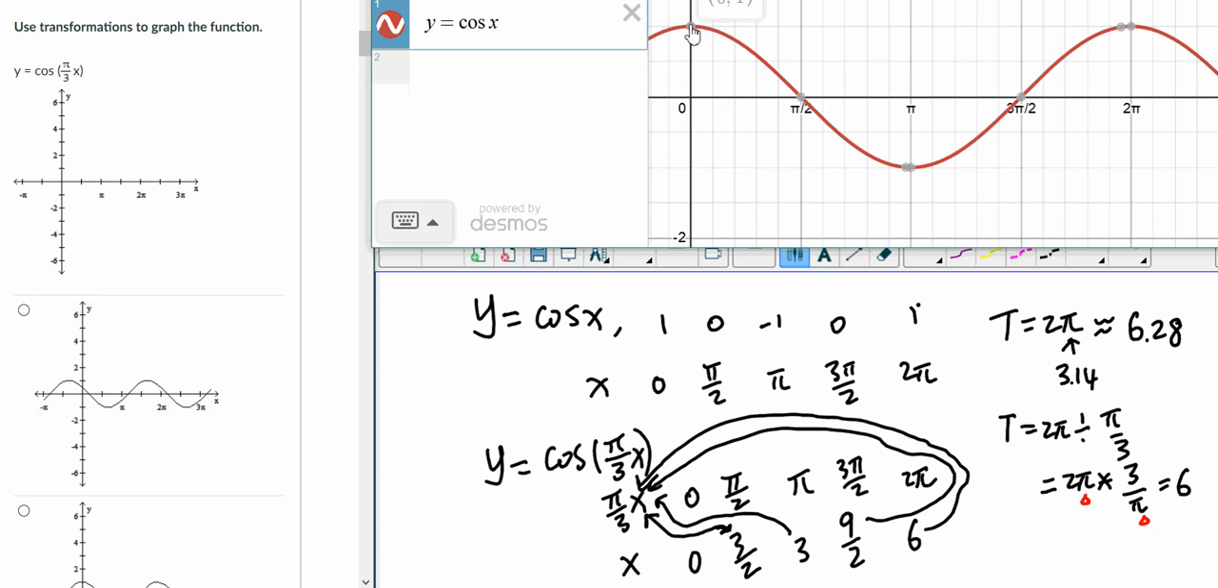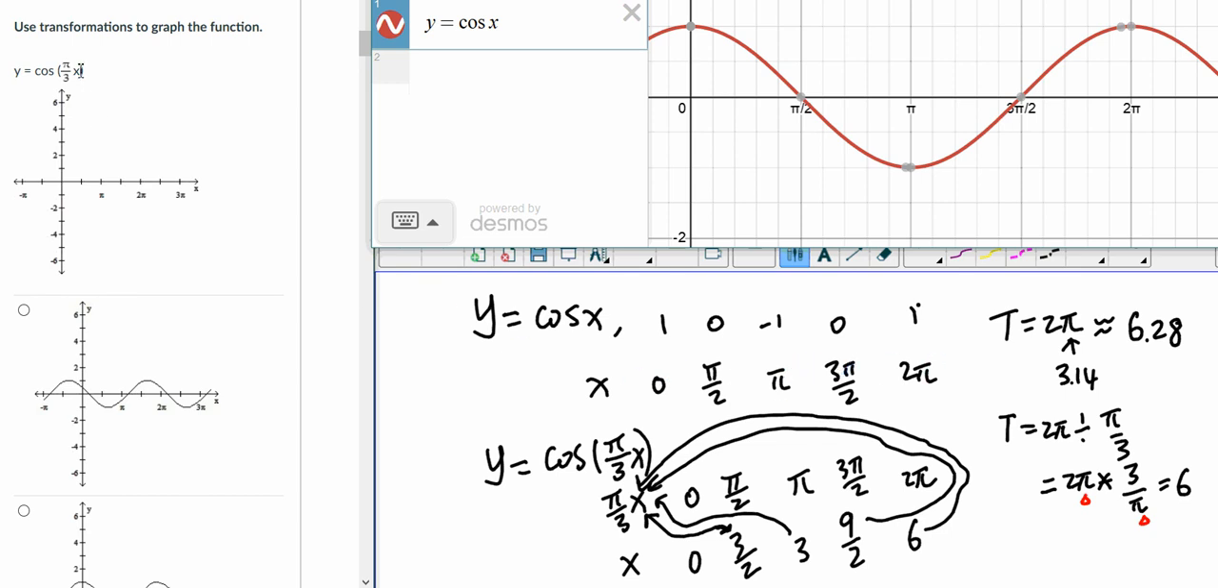Cosine starts from the highest value, 1, going down to 0, then negative 1, then 0, positive 1. So it's like a V or U, victory, this kind of shape. That's cosine. Okay? And those are the 5 key values.